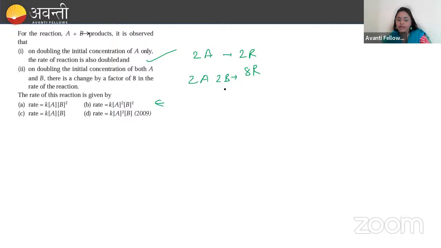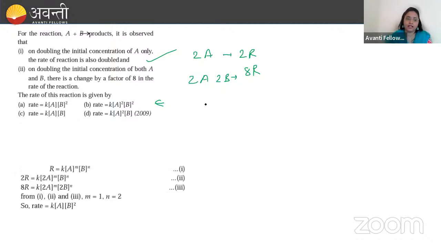Last time I formed equations, this time I showed you in a different way. See the answer, what will be the rate of the reaction? Rate equals k[A]^m[B]^n. So when 2A was done, it was 2R; when 2A and 2B were done, it was 8R. Okay, from 1, 2 and 3, m is equal to 1 and n is equal to 2. So here the order of the reaction will be 1 plus 2, that is third order reaction. We were not asked the order here, we were only asked the rate. So what will our answer be? Option A.